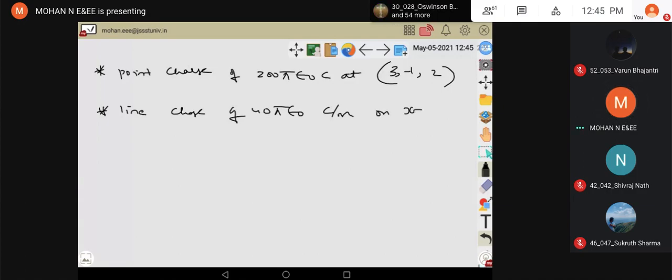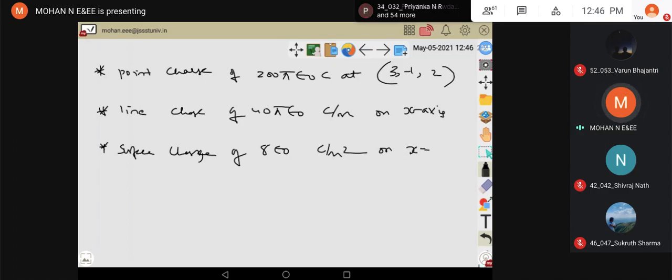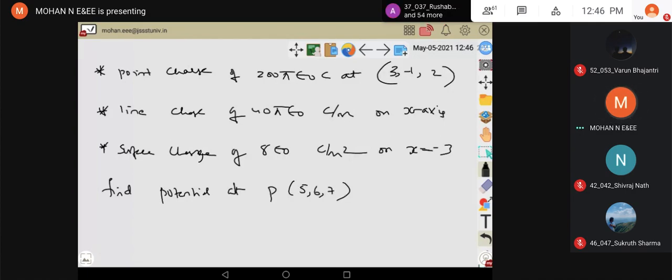It is on the x axis, and you have got one more surface charge of 8 epsilon naught coulomb per meter square on the x equal to -3 plane. Okay, you are supposed to find potential at point P, which is at (5, 6, 7).